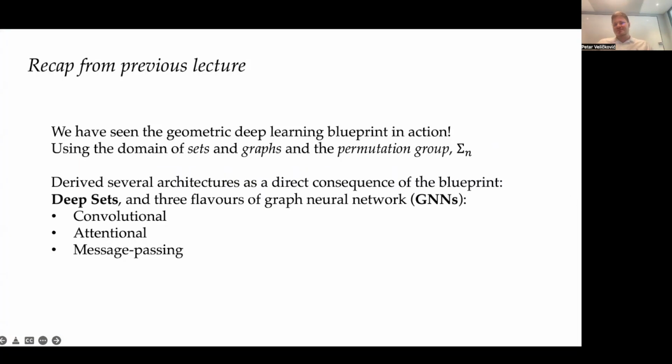Just as a quick recap, we've finally seen for the first time the geometric deep learning blueprint in action on the specific domains of sets and graphs under the permutation symmetry governed by the permutation group sigma n. As a direct consequence of this blueprint, we derived a deep set architecture, and we showed it's a universal architecture for modeling set data. We've also shown that using similar concepts, we can extend the deep set architecture into a graph neural network architecture. And I showed you a broad categorization into 3 different flavors of aggregation that you can apply for graph neural network modeling: convolutional, attentional, and message passing.